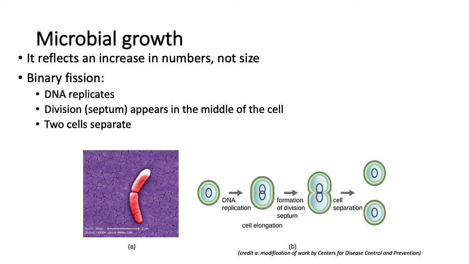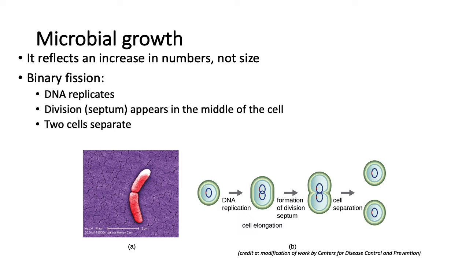How do bacteria divide? You may recall from previous classes that eukaryotic cells divide by mitosis. Prokaryotic cells, such as bacteria, divide by a process called binary fission. So fission is breakage, and binary basically means breakage in two, which is the really clear definition of what happens.